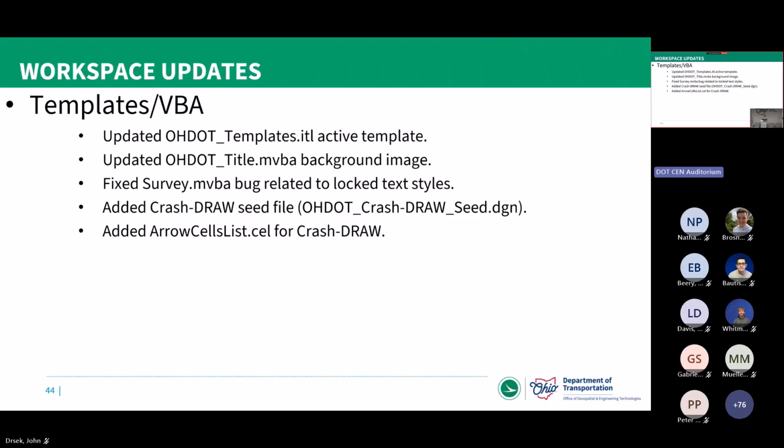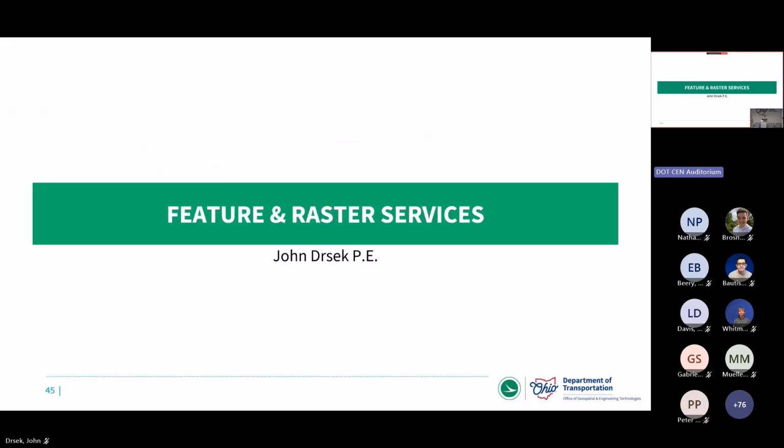Couple template updates. We updated the OhioDOT templates, ITL, active template. We updated our title, MVBA, background image. We fixed a survey MVBA bug related to locked text. We added the crash draw seed file and added the arrows cells list cell library for crash draw usage.